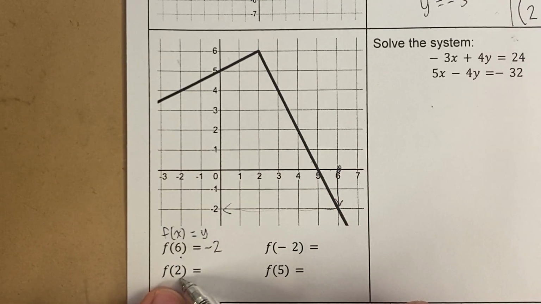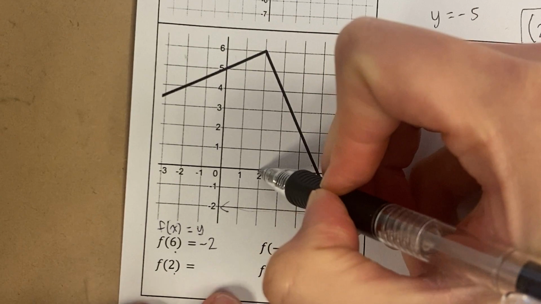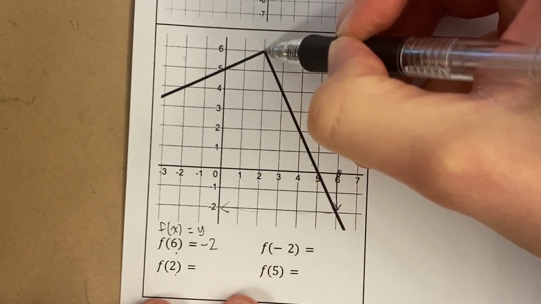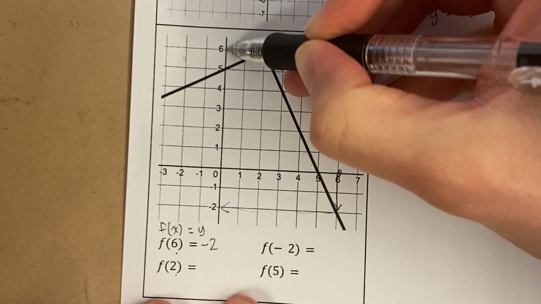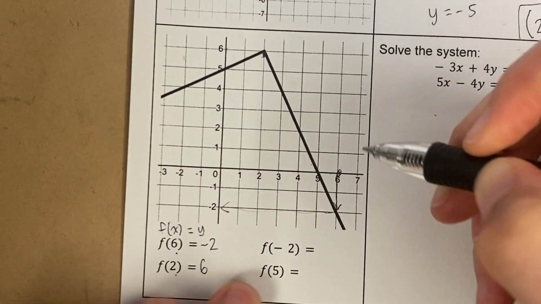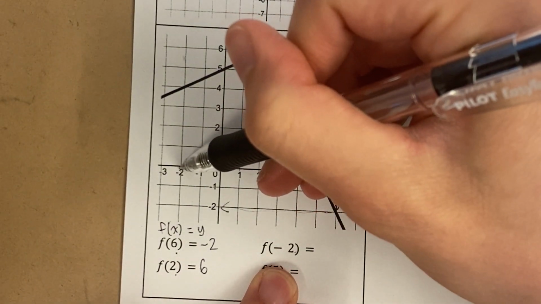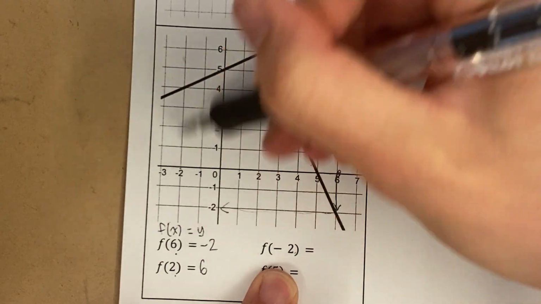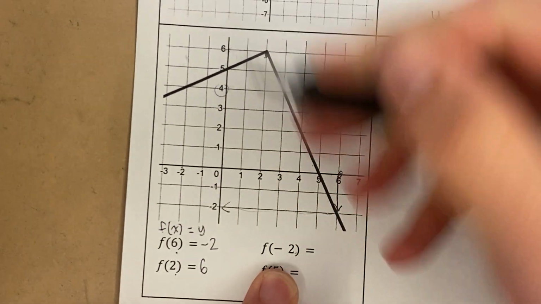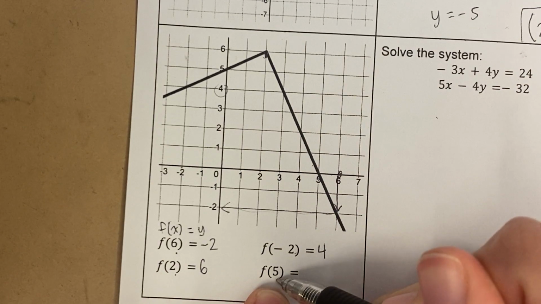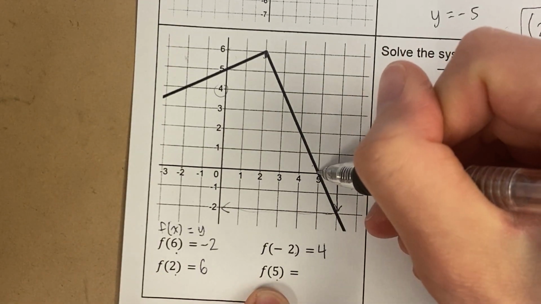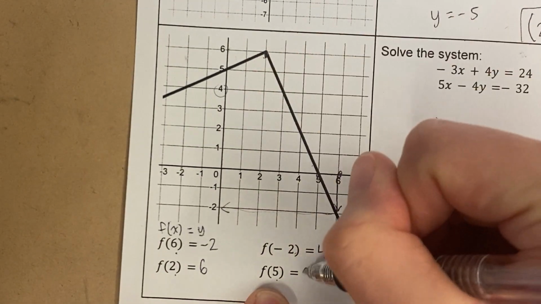I'm going to 2 on the x-axis. I'm finding where the graph is. It's right here. And I'm looking for the y value, which is 6. I'm going to negative 2 on the x-axis. I'm finding the graph, which is right there. I'm going up or down to find the graph. I'm finding the y value, which is 4. I'm going to an x value of 5, and then the y value here is 0.